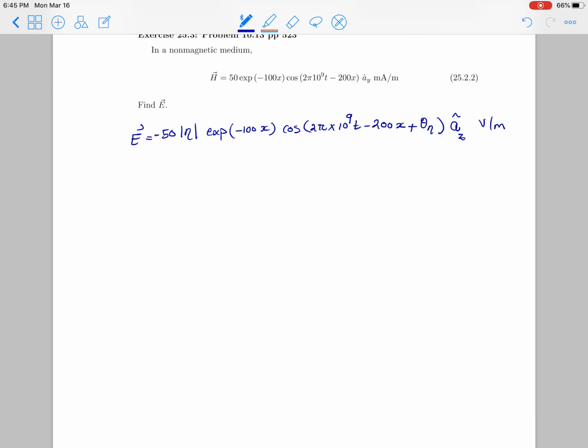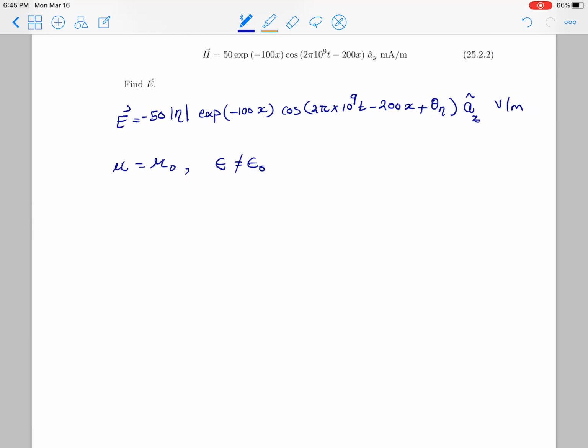So in order to find the electric field, we need to find the intrinsic impedance of the medium. So the fact that the medium is non-magnetic implies that mu is equal to mu naught. However, epsilon is not equal to epsilon naught. So let's find eta. So remember, in general, eta is given by the following formula from the previous class.